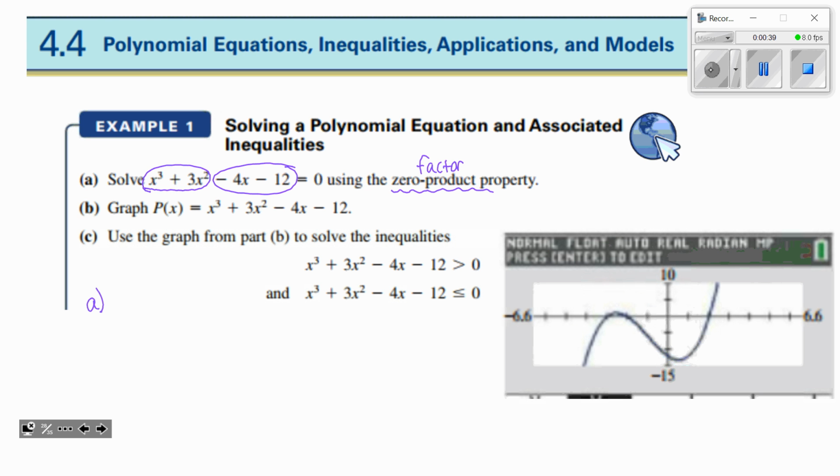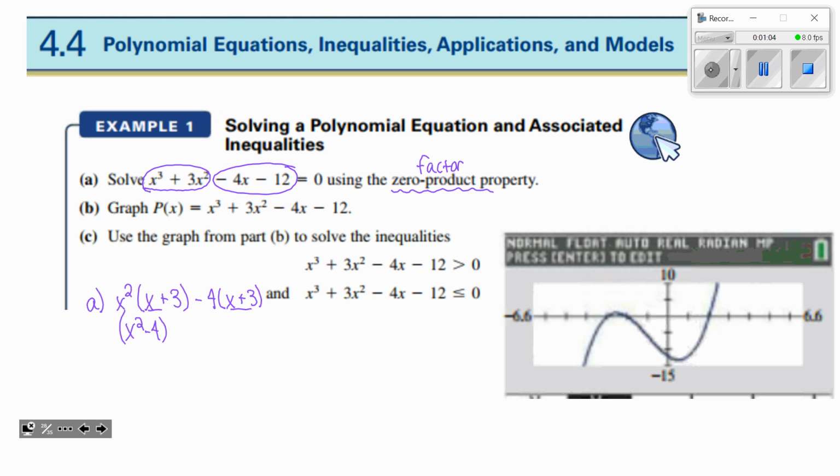So x to the third and 3x squared, they have an x squared in common. And so when I factor that out, I'm left with an x plus 3. And then the second piece, minus 4x minus 12, they have a minus 4 in common. And when I factor that negative 4 out, I'm left with an x plus 3. So this is nice because they have a common factor, and the leftover thing is x squared minus 4.